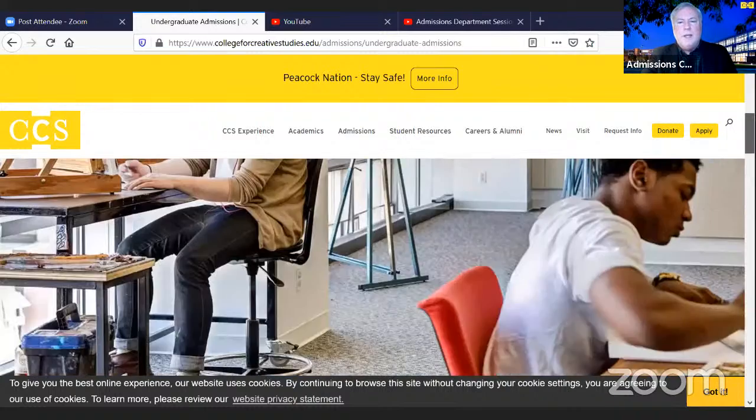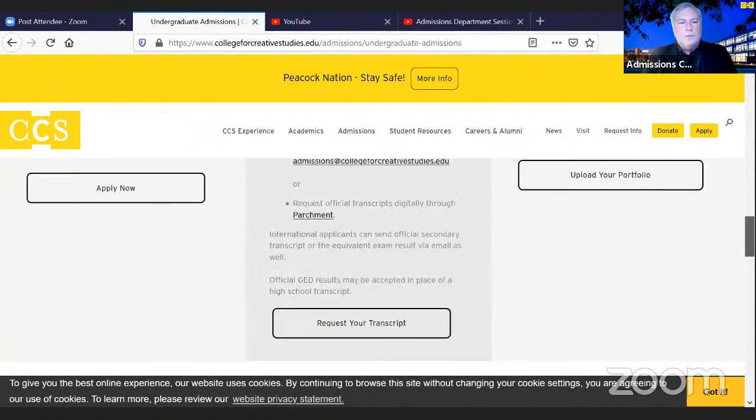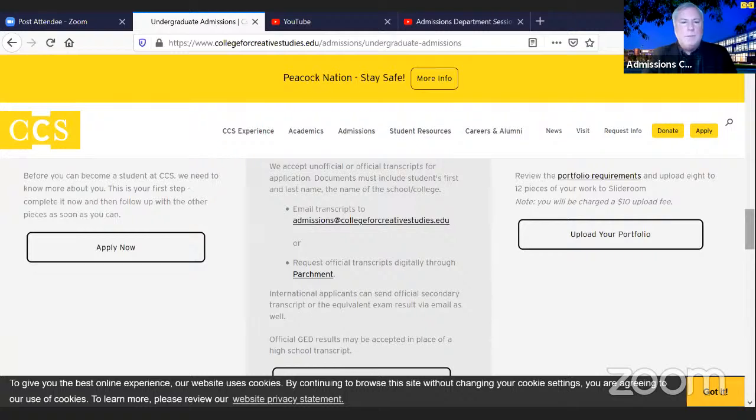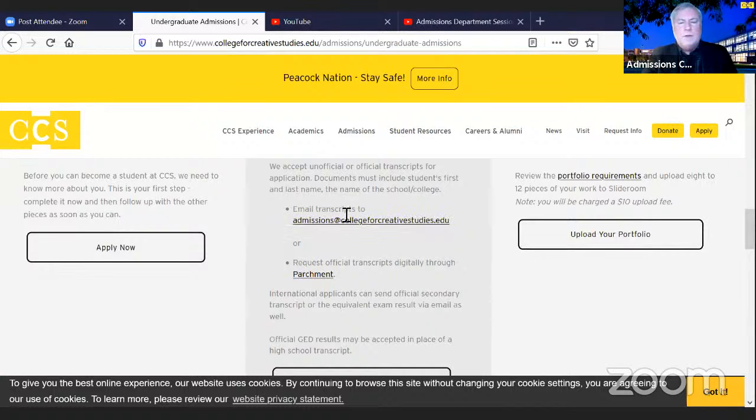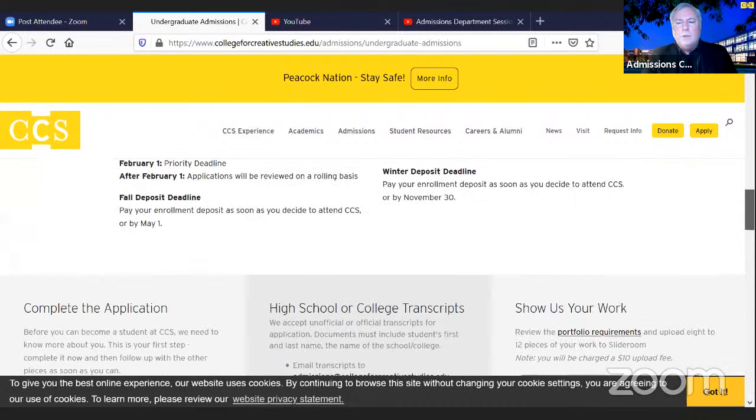Simply page down. Applying to the school is as easy as 1, 2, and 3, literally. You make application. Our application is free, costs you nothing to apply. Here's information on transcripts. You can send unofficial transcripts to admissions@collegeforcreativestudies.edu. If you're sending official transcripts, you can send them through Parchment or Clearinghouse. And we do require a portfolio, but nothing like what you would imagine.